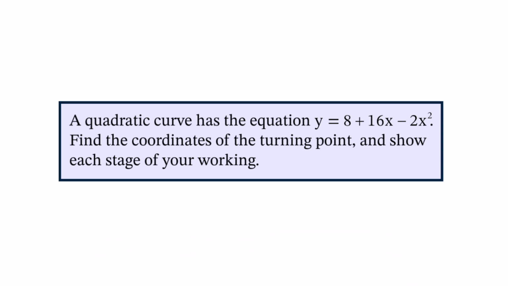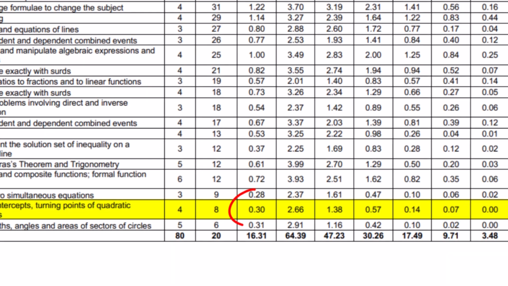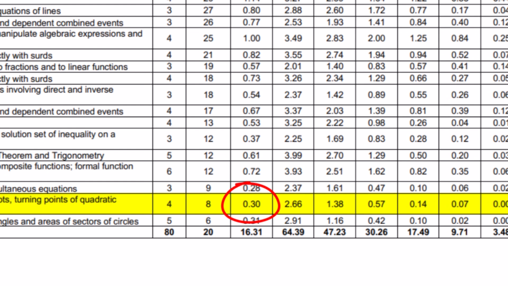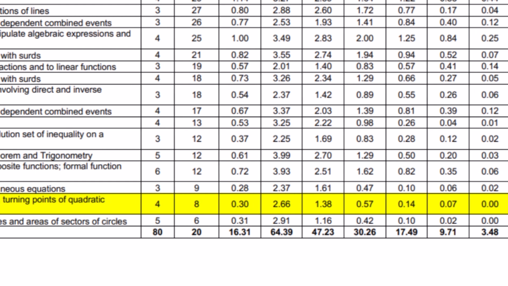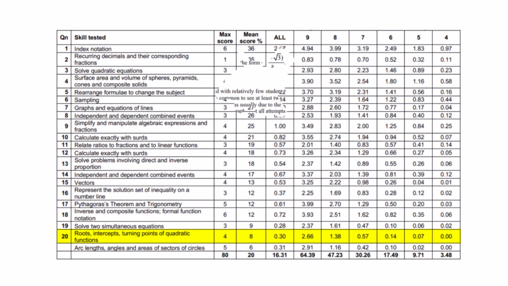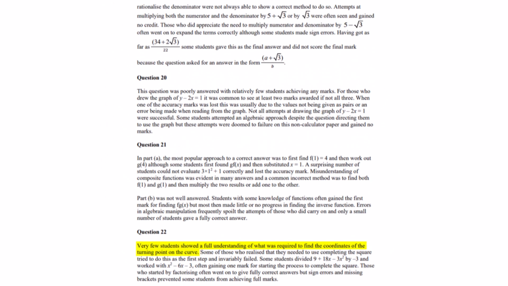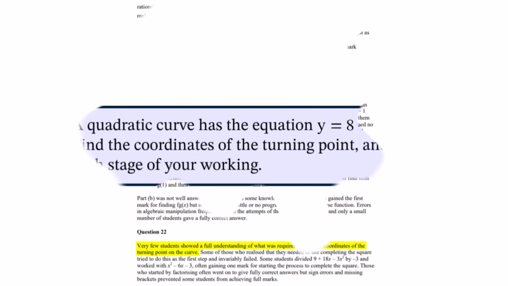But first, I want to show you the statistics of a comparable question which was asked in a GCSE maths paper in 2021. The average score for that question was 0.3 marks out of 4, which is about 8% of the total marks. And even for those students who got a grade 9, their average score was 2.7 marks out of 4. And the principal examiner feedback for that question was that very few students showed a full understanding of what was required to find the coordinates of the turning point on the curve. So it's certainly worth looking at a similar question, and so let's get back to see how it can be solved.